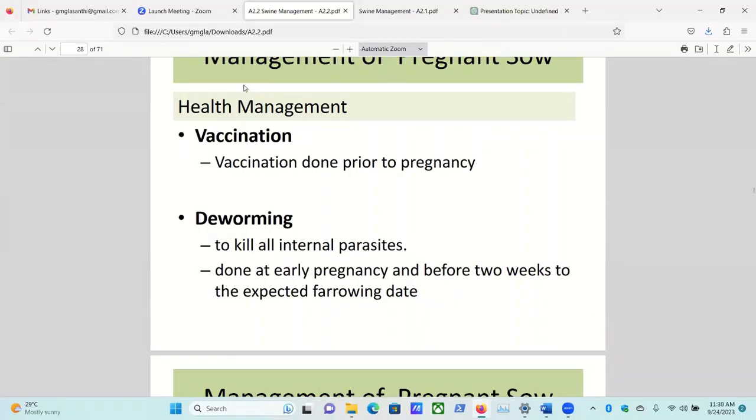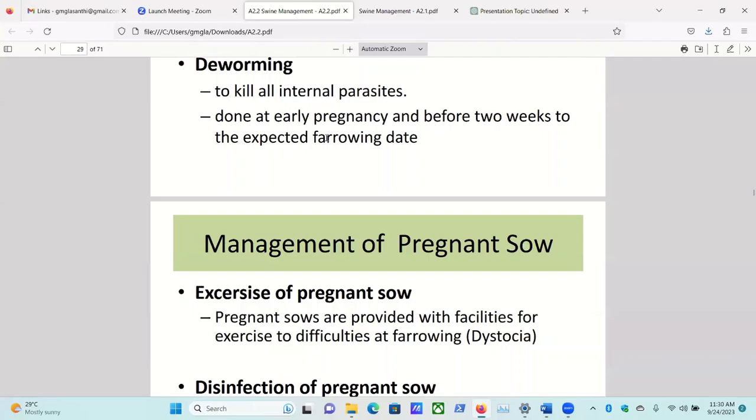So, regarding health management, vaccination, of course, we don't do at the pregnancy period. Especially before pregnancy, we should finish the vaccination. And we should practice deworming. We practice it in layer management as well. So the deworming drug we can give frequently. At the same time, it is essential to give it 2 weeks before their farrowing expectation.